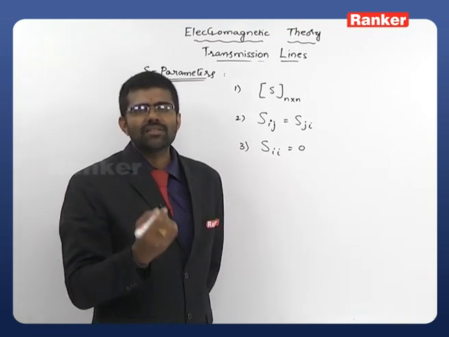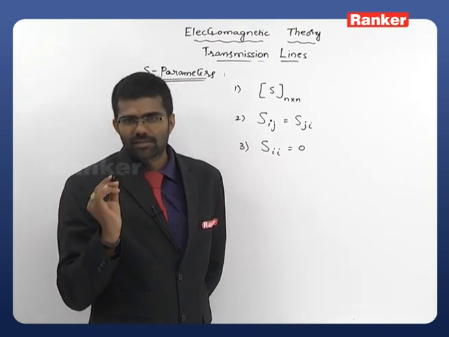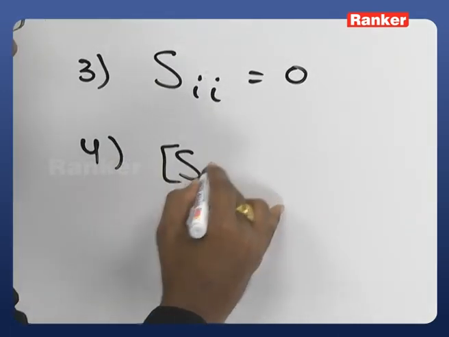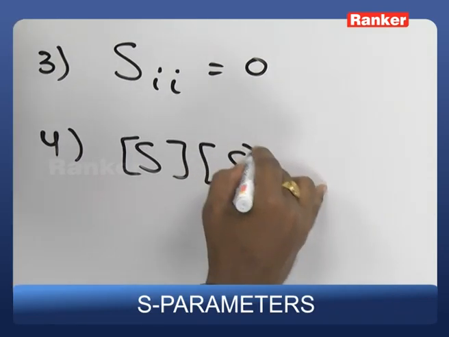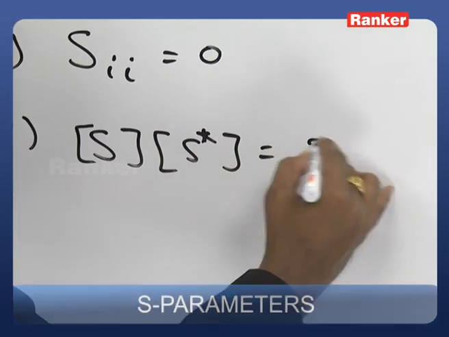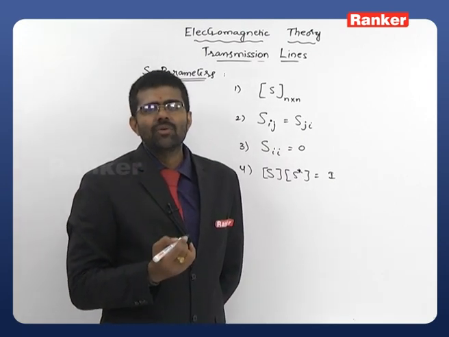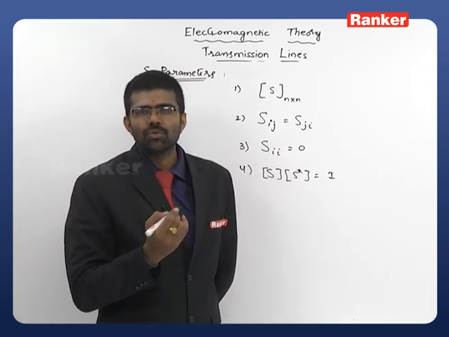And the next property is that it is always a unitary matrix. Always a unitary matrix means that the scattering matrix S multiplied by its complex conjugate S star is equal to the identity matrix I. So simply, it is a unitary matrix, then S into S star is equal to I, that is what we will have.